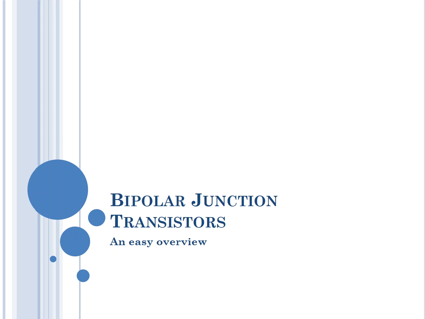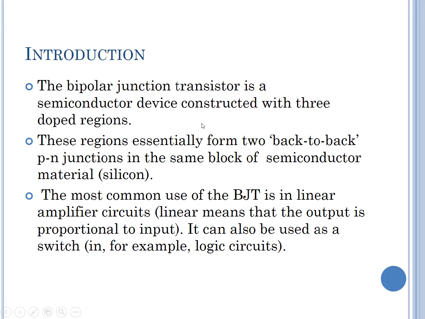Bipolar junction transistor. A bipolar junction transistor is basically a semiconductor device constructed using three doped regions. Bipolar means इसमें आपके पास दोनों तरह की polarities flow करेंगी, both the holes and the electrons.